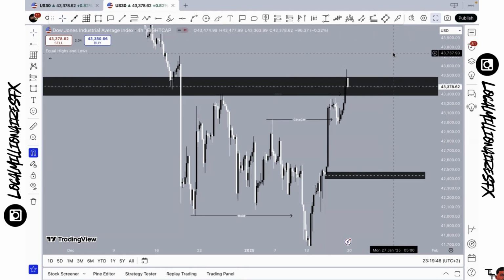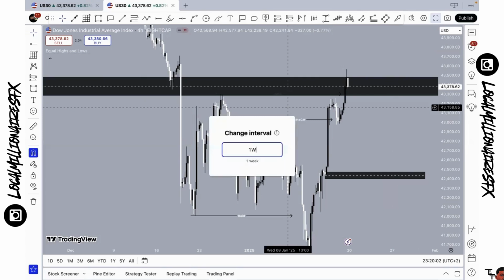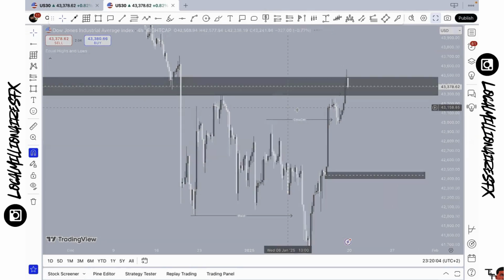All right, so first of all, we're gonna do top-down analysis, right? So when you think about top-down analysis, I'm not gonna do the monthly because right now we're still in that monthly range of December, right? So I'm gonna do top-down analysis from a weekly and daily and all the way down, right? So let's jump into it.